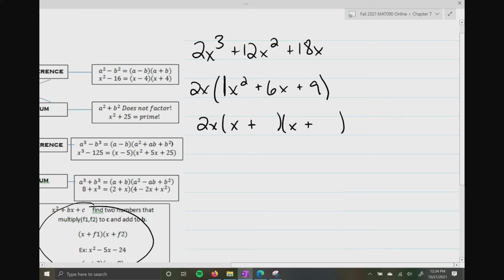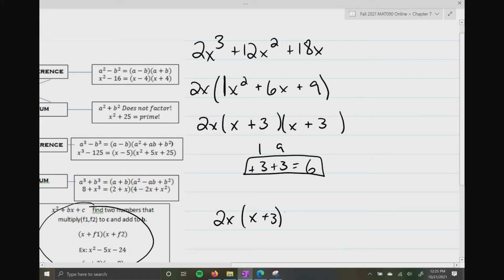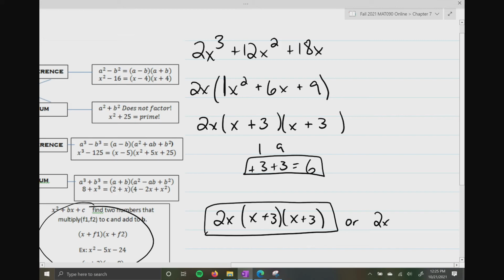I write out the factors of 9. 1 and 9, 3 and 3. I know no matter what pair I pick, they're both going to be positive, and they have to combine to give me 6. And that only occurs with 3 and 3. So, plus 3 and plus 3. Therefore, the factored form is 2x times x plus 3 times x plus 3. And since you have 2 x plus 3's, sometimes you may see the final answer as 2x times the quantity x plus 3 squared.